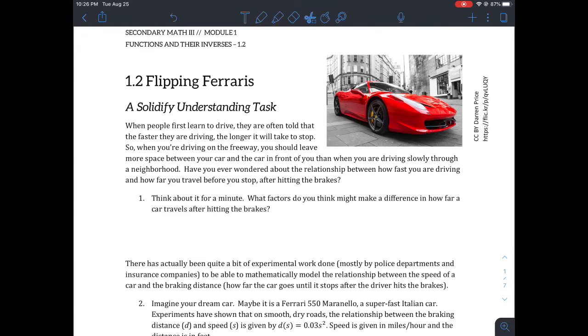So this is 1.2. Of course, make sure you have either this note packet printed out or a notebook and graph paper ready. So first, we're going to go ahead and do the task. And that's actually all we're going to do in this video, is the task. It's quite long.